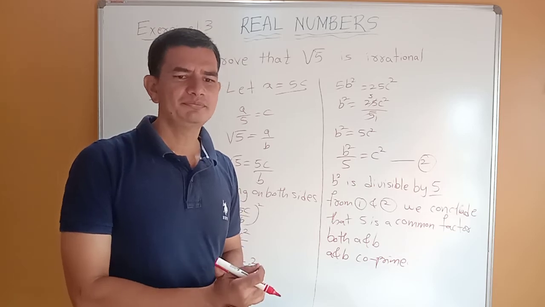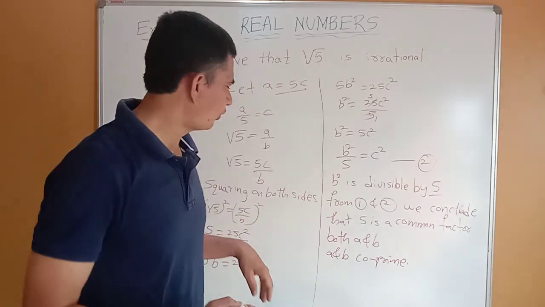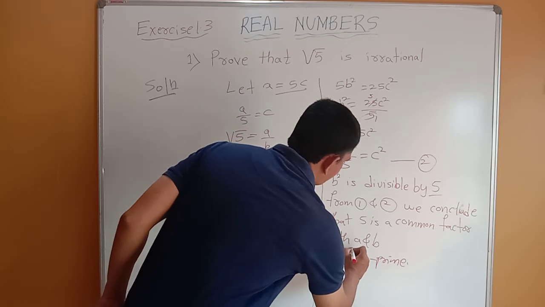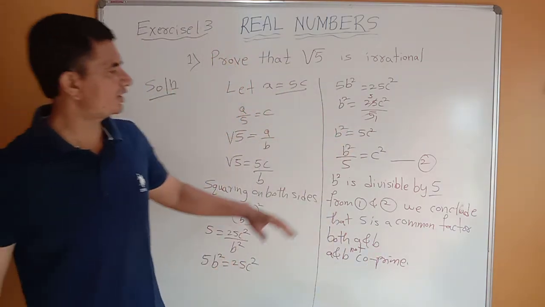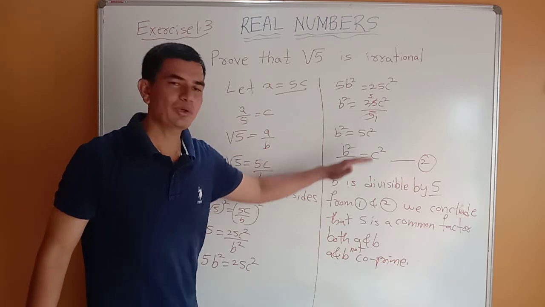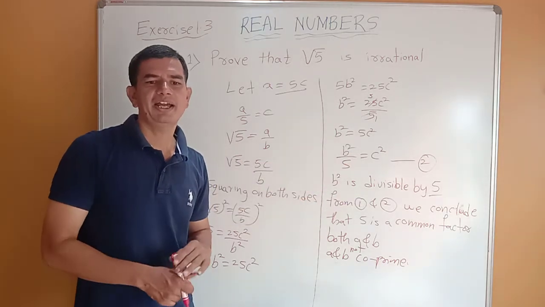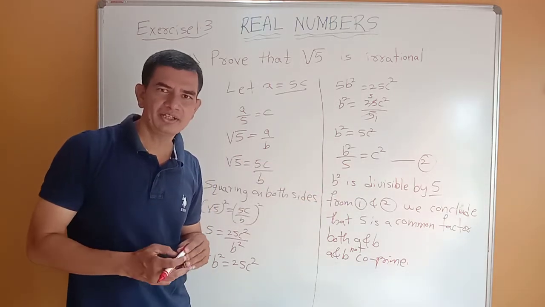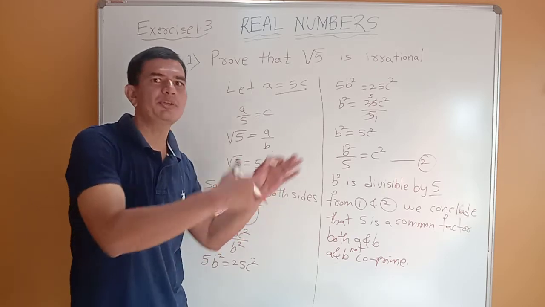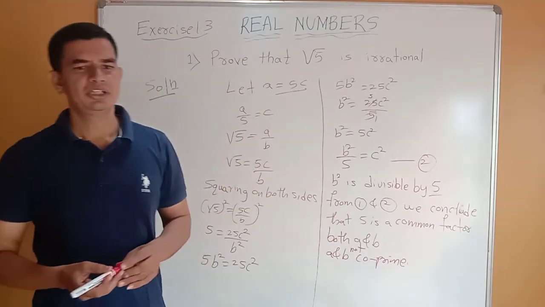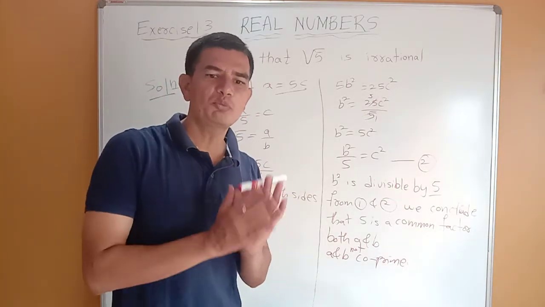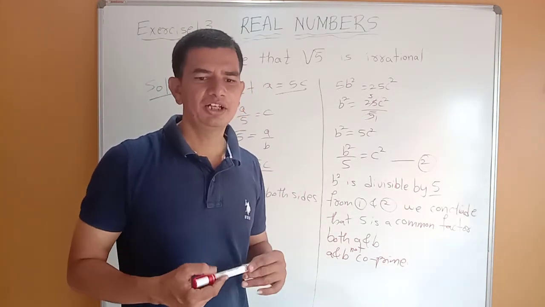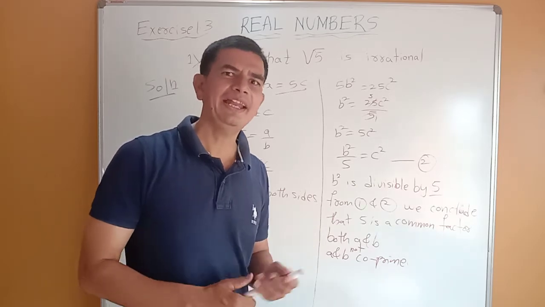Are they co-prime? If they are not, here we have to write that they are not co-prime, because it is divisible by a square also and b square also, and a and b are not co-prime because it is divisible by both numbers. So this contradiction arises from that assumption. We have assumed that root 5 is rational, but root 5 is irrational.